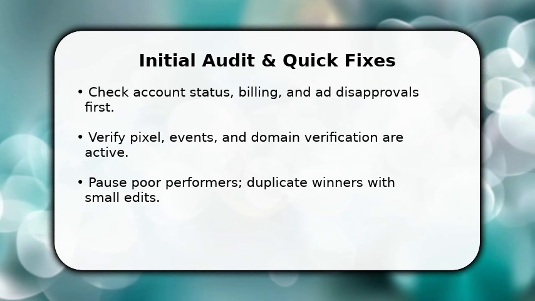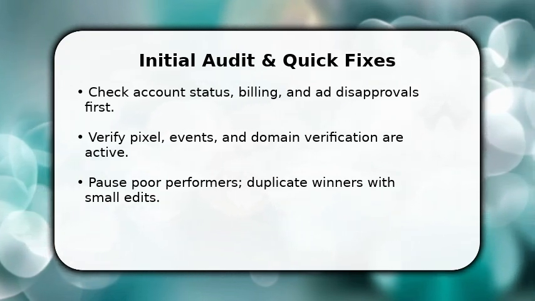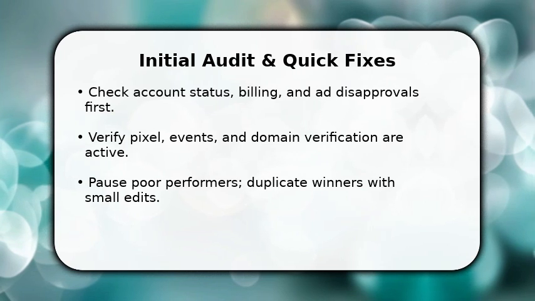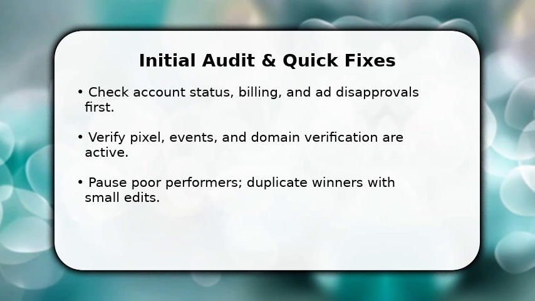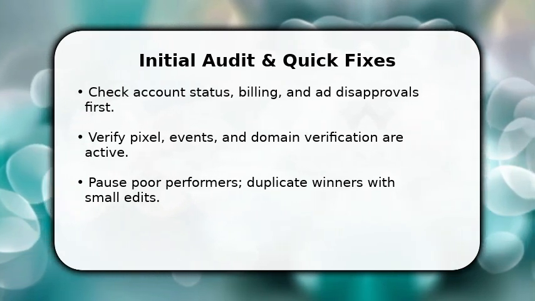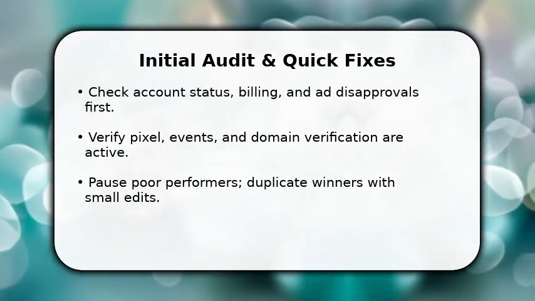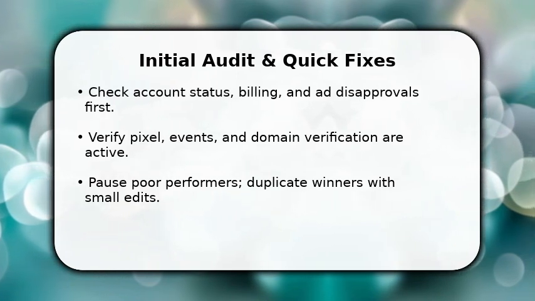Once done, verify your domain and reapply for any rejected assets. Pause low-performing ads, then duplicate the best ad and make one small change to test. This gets you live optimizations quickly while keeping learning phase data intact and preventing further spend waste.